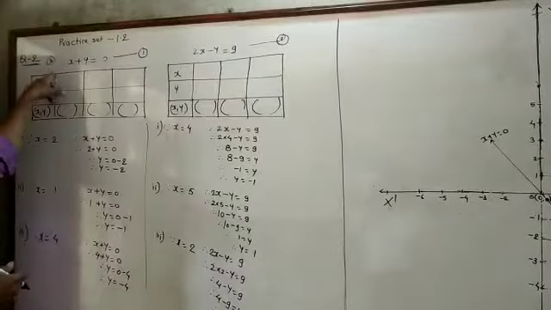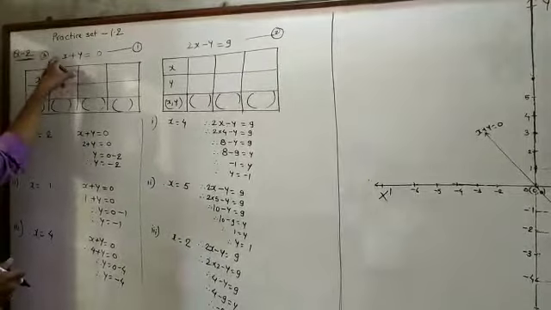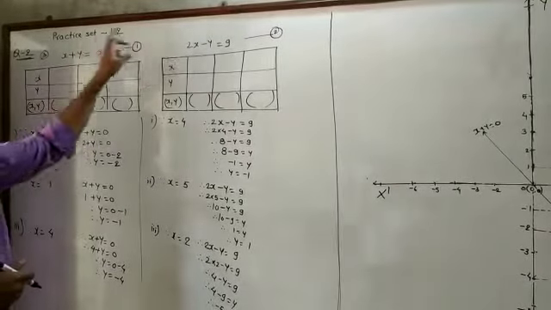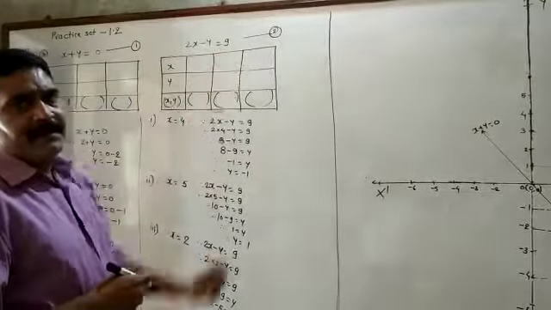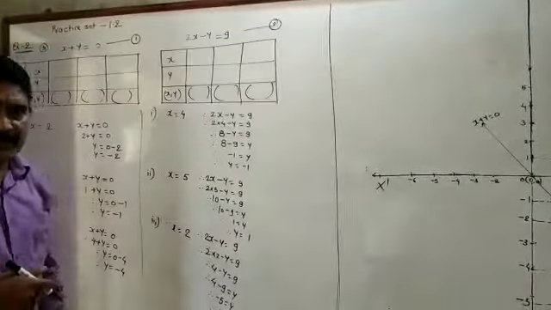1.2 sub question 3. Question number 2 sub question 3: x plus y is equal to 0 and 2x minus y is equal to 9. You have to find the solution of both equations by the graphical method.